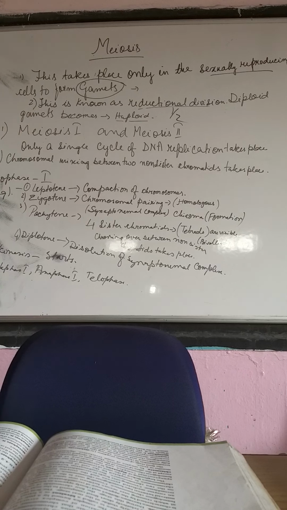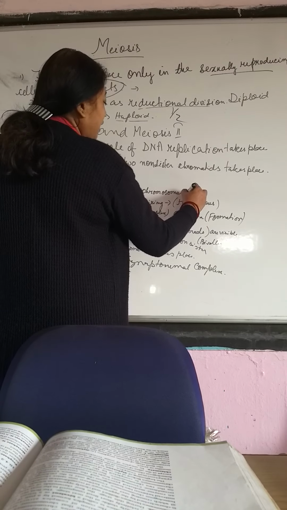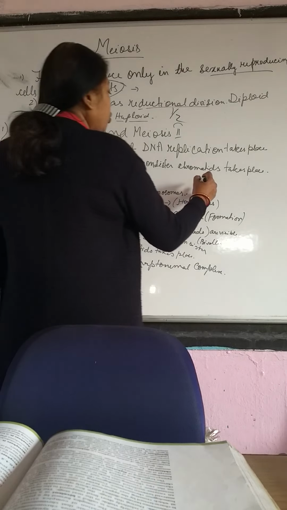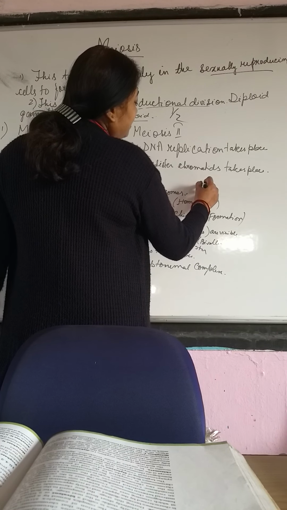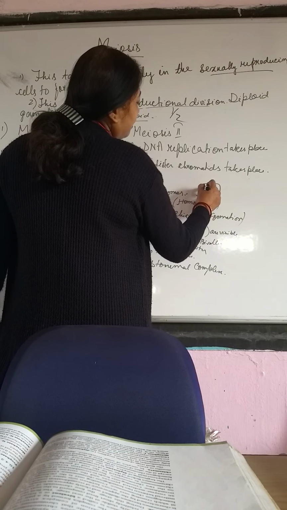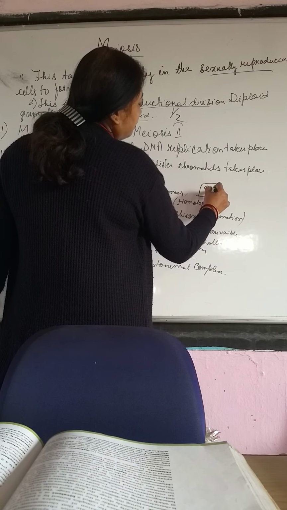Okay, so in meiosis 1, the prophase 1 is a very long stage. So what are its stages? See, leptotene, zygotene, pachytene and diplotene. So prophase 1 is similar to that of mitosis. You see, in leptotene what happens? Compaction of the chromosomes. That means chromosomes become condensed and visible.